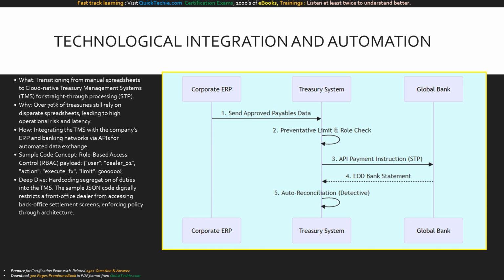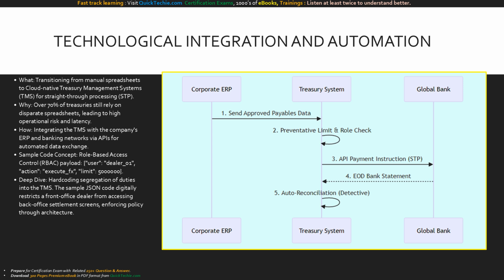To truly secure operations, we must utilize technological integration and automation. What does this entail? We must aggressively transition away from manual spreadsheets and adopt integrated treasury management systems, or TMS. Why is this urgent? Survey data reveals that over 70% of treasuries still depend on highly vulnerable, disparate spreadsheets. This creates unacceptable operational risk and latency.